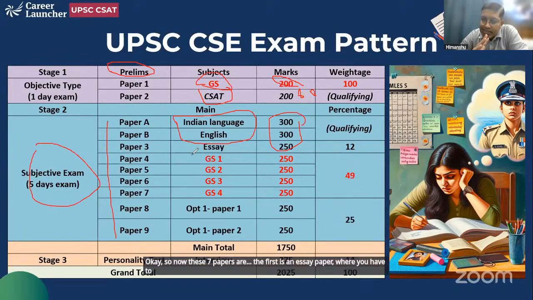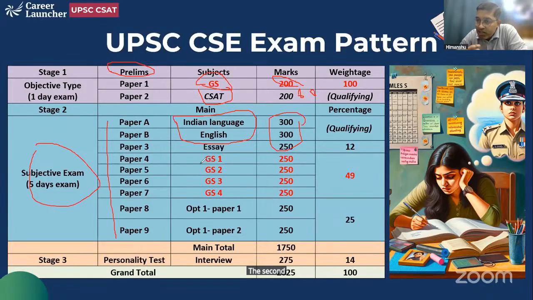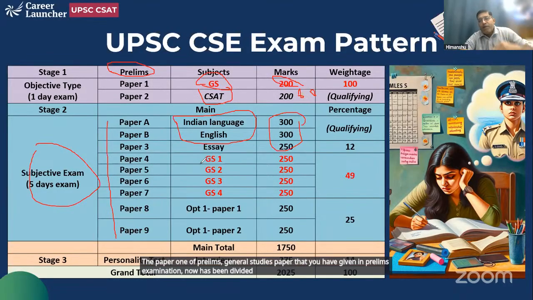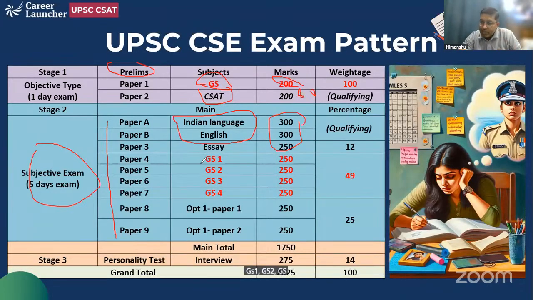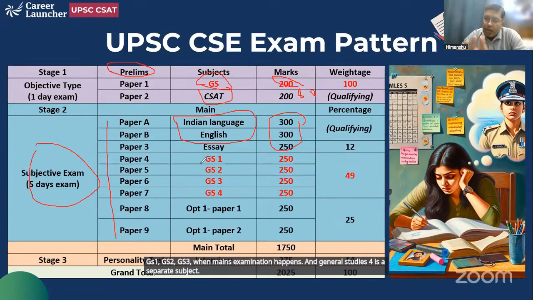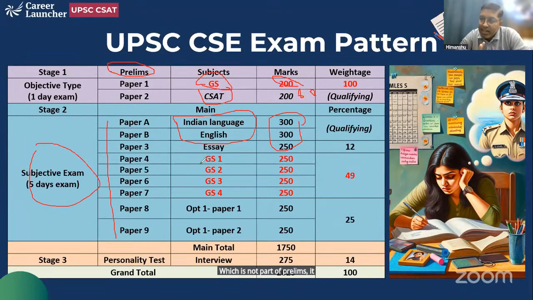So now these 7 papers are: the first is an essay paper where you have to write 2 long essays. Then GS1, General Studies 1, General Studies 2, General Studies 3, General Studies 4. And then there are 2 papers for optional subject. Now you need to understand that paper 1 of prelims, the general studies paper, has now been divided into 3 papers, GS1, GS2, GS3 when the mains examination happens. And General Studies 4 is a separate subject which is not part of prelims. It is called ethics, integrity and aptitude.